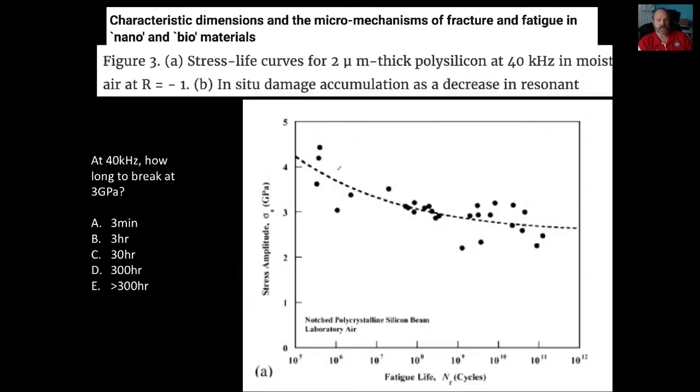So this is the actual stress amplitude versus N curve, the S-N curve, for that micro device you just saw. They calculate what the stress amplitude is, and you can do that using math, and you know the thickness of that material. That's polycrystalline silicon. It's probably on the order of 1 or 2 microns. Oh, it's 2 microns, that's what it says here. Whoops. Right, it's 2 microns thick.